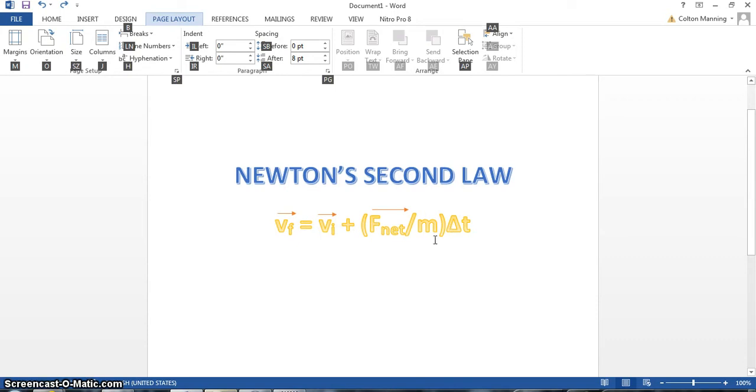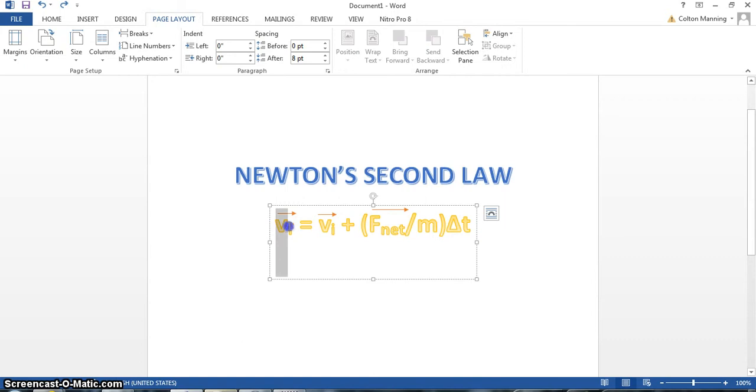Now, because the object is at constant velocity, this means that V final must be equal to V initial. So this means that everything to the right of the plus sign must be equal to 0. We can assume that delta t won't be equal to 0 because obviously the object is moving through time. We're viewing it through time. It's not a still frame. There's things happening.